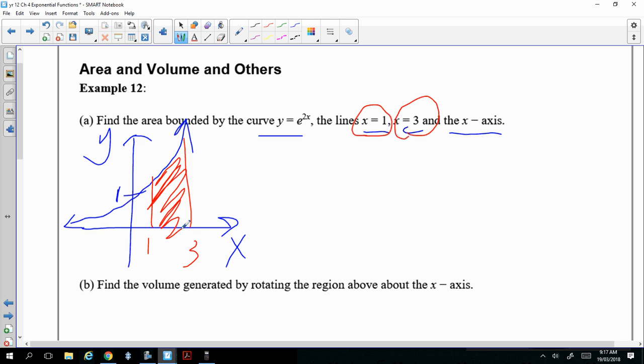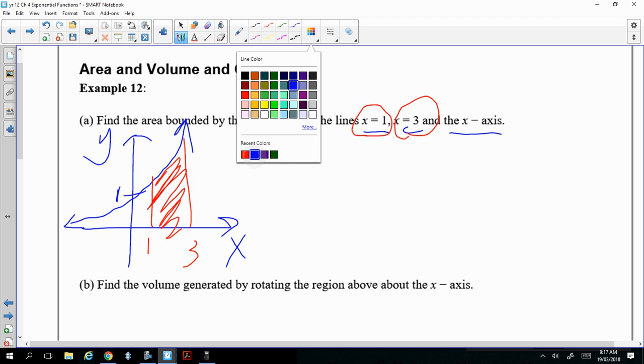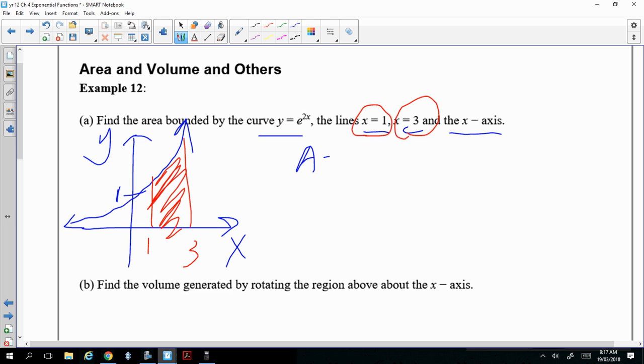So we say area is, write down the general formula, integral of y dx from a to b, and then substitute. Okay? So a to b will be 1 to 3, y is e to the power 2x dx. Once you write down the integral, the rest are quite easy. Okay, have a try.